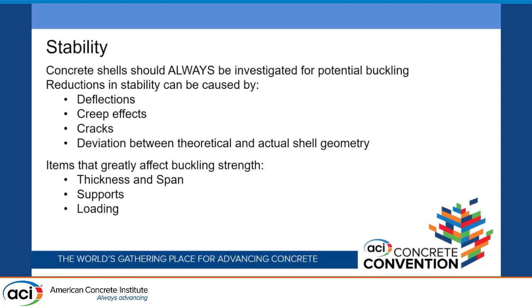Second is supports. So we go back to that hanger. That one support is very flexible. If it moves out, what happens to our shell? Well, the top comes down. So we've increased the dimensions again. So then we're back to thickness and span. We're increasing the span, or the effective span. So that can really affect the stability.